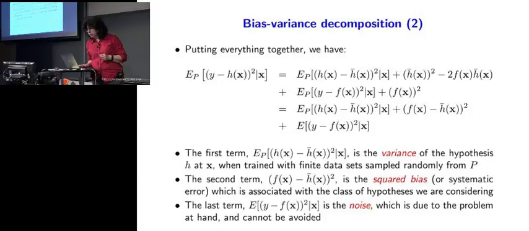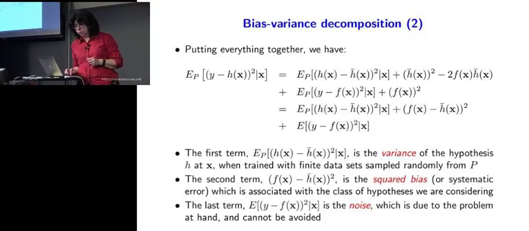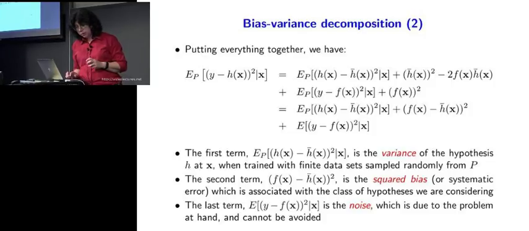Sorry, let's do it here. So we have one term, which is the expectation of h of x minus h bar of x, a squared term that's f minus h bar, and an expected value of y minus f squared. Okay, and let's look at these terms just a little bit.